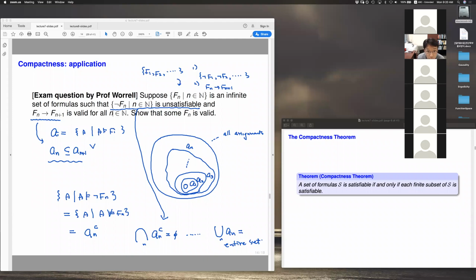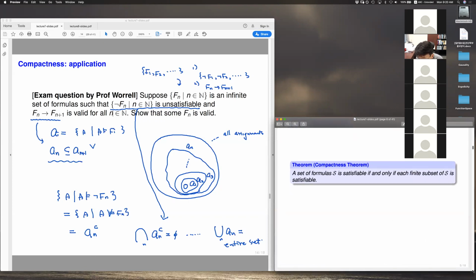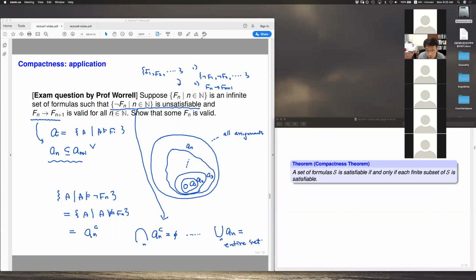Okay, so let me show you how this works. Maybe just using this board is good enough. One thing we know about the compactness theorem is the contrapositive of the non-trivial direction, which says that if S is unsatisfiable, then there exists a finite subset S0 of S such that S0 is unsatisfiable. If the entire thing is unsatisfiable, then some finite subset is unsatisfiable.